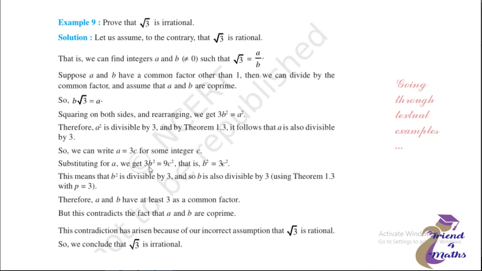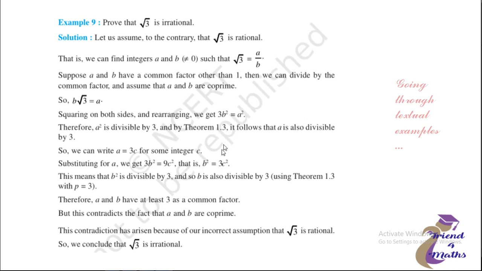equation, we get 3b square is equal to 9c square. a square is 3c, the whole square, we get 9c square. And cancelling this 3 and 9, we get b square is equal to 3c square. Okay, and from this we can get that 3 divides b square, and if 3 divides b square, from the theorem, we know that 3 divides b also. Okay, that means 3 is a factor of b.